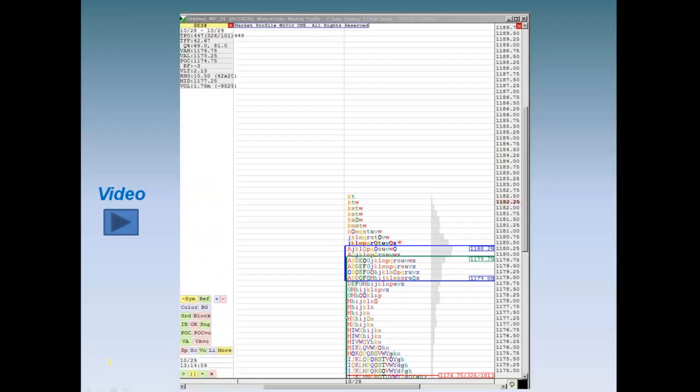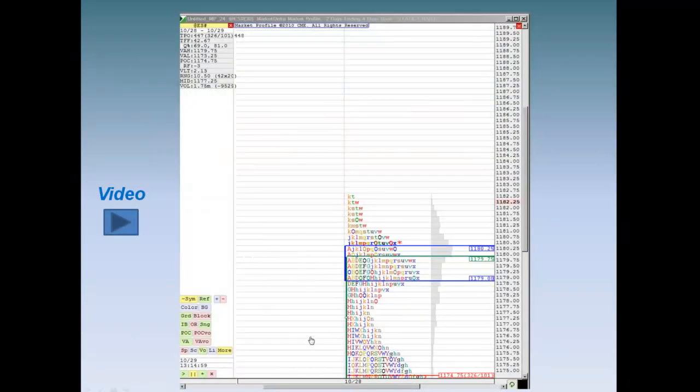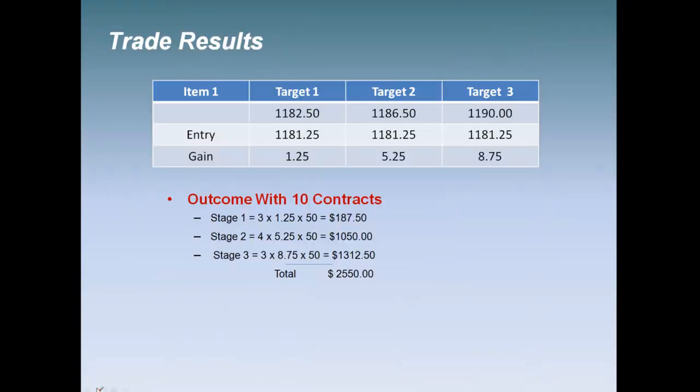All right, now I'm going to show you a video to quickly show you how this trade manifested itself. Okay, the video isn't playing for us, so we might take a look at it in the lab, but the trade worked out for us incredibly well and continued on to fill target 1, target 2, and target 3. And here were the trade results from this particular trade.